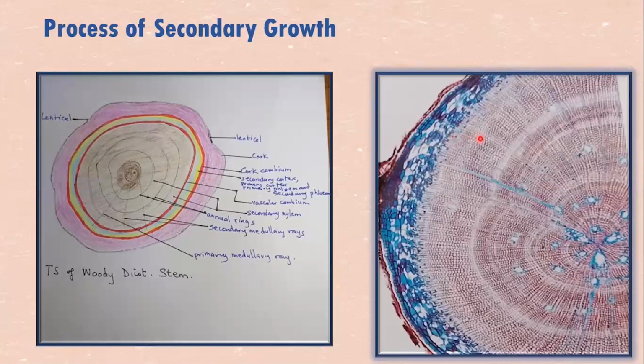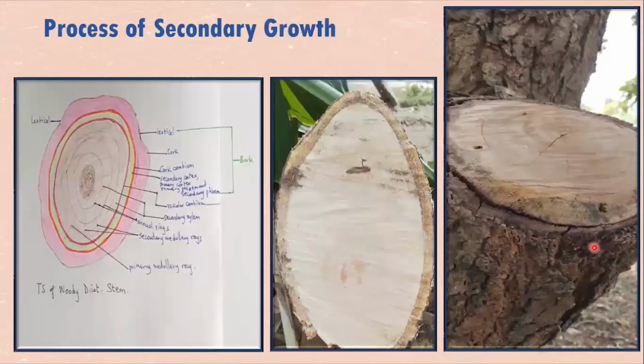So here are our annual rings. This one, annual ring, annual ring, annual ring. All right. And we have secondary medullary ray here. We don't see any primary medullary ray yet, but that is it. The pith has been crushed. It was here. Good. So let's look at what is happening in here.